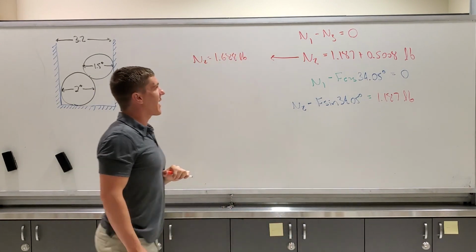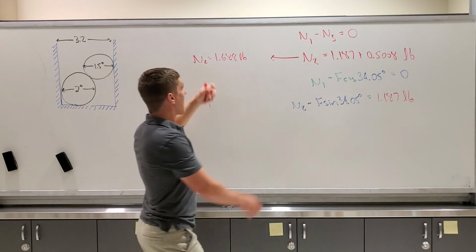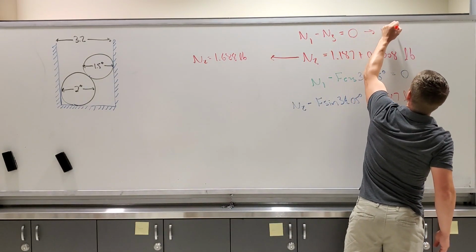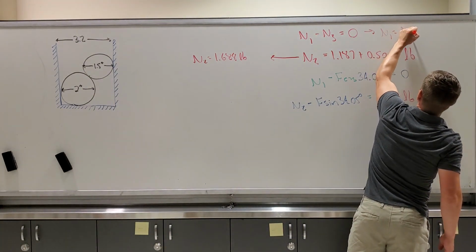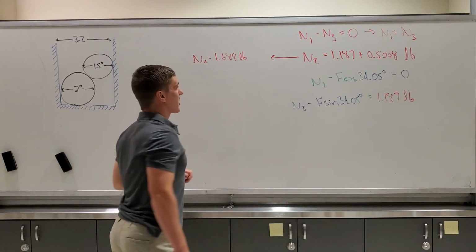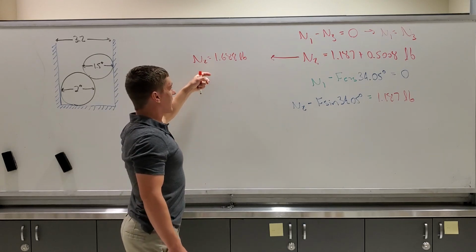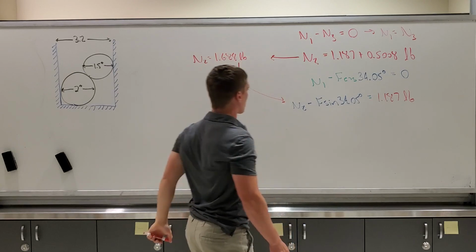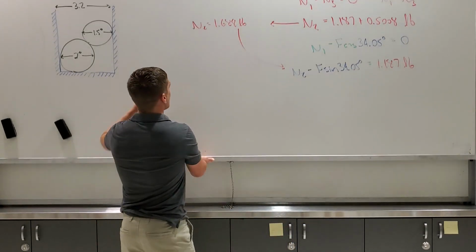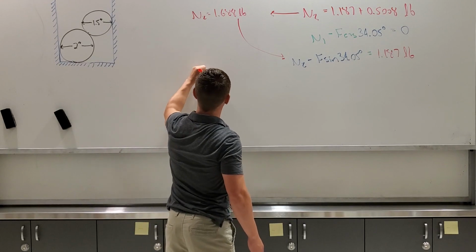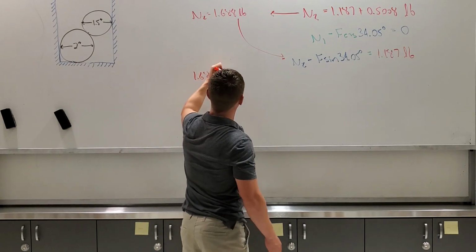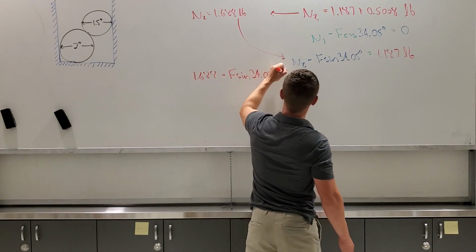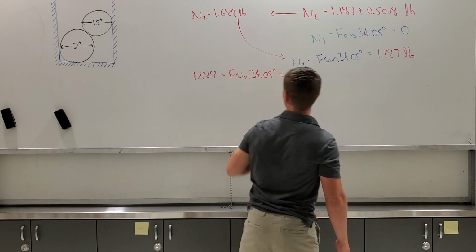Just by adding those two values together. Similarly, we can say this turns into N1 is equal to N3. That'll simplify things here in a minute, but I can take my value for N2 and plug it into this equation right here. N2, which is going to be 1.688 pounds minus F sine of 34.05 degrees, is equal to 1.187.